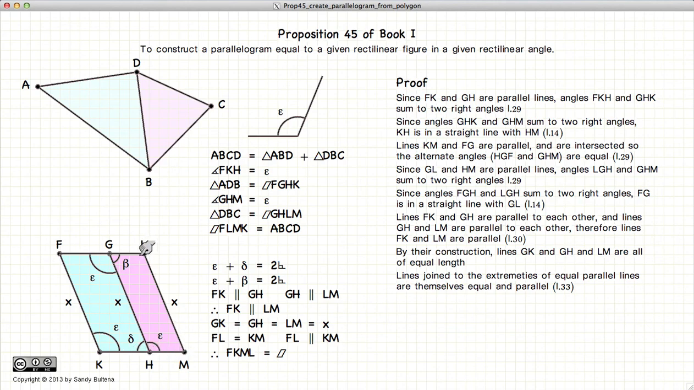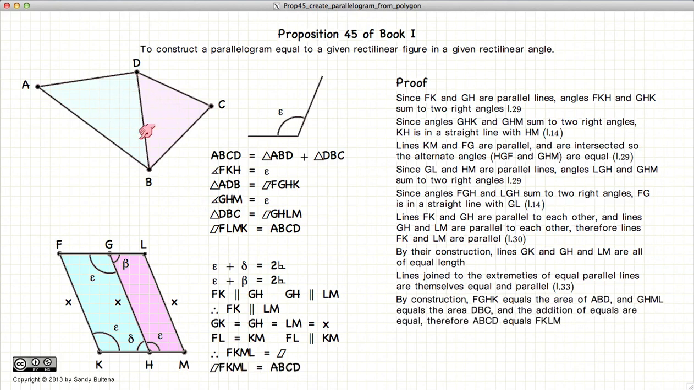FKML is a parallelogram. And we've already established that this area is equal to this area, and this area is equal to that area. So the sum of the pink and the blue of the triangles will be equal to the sum of the pink and the blue of the parallelogram. And hence, we have drawn a parallelogram equal in area to our four-sided figure.